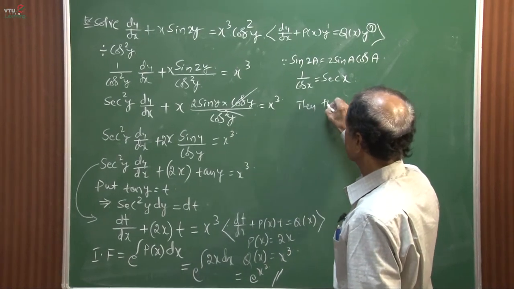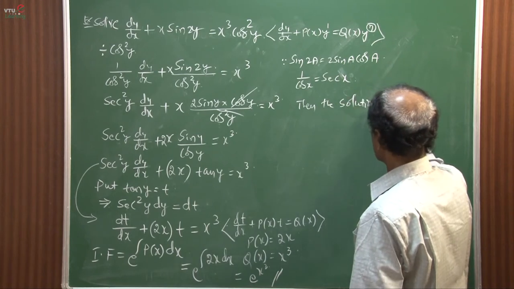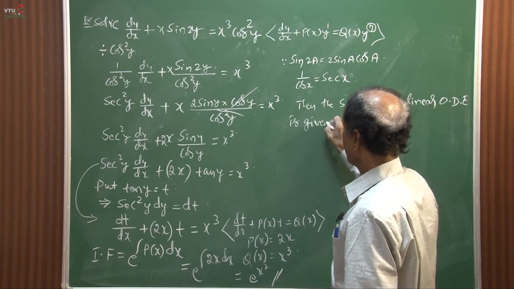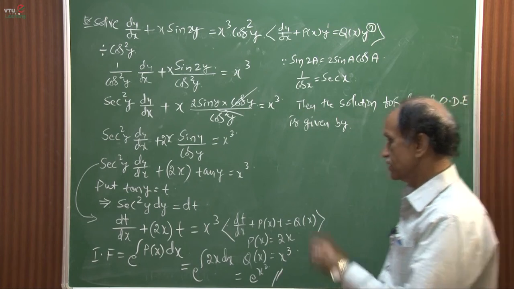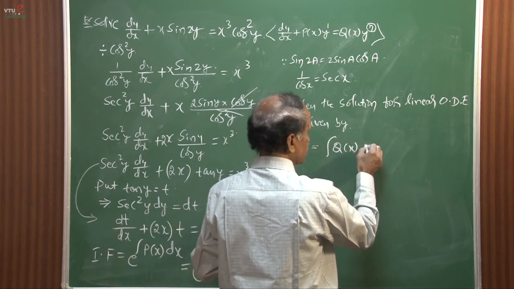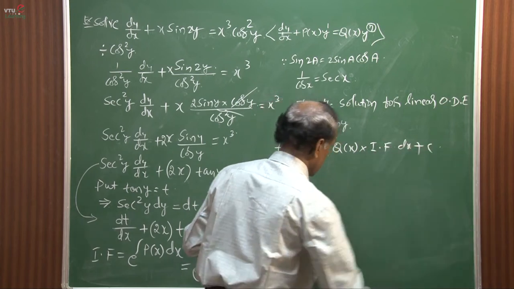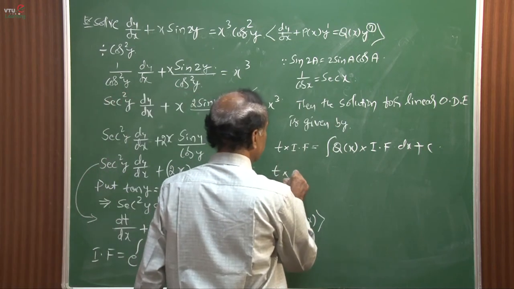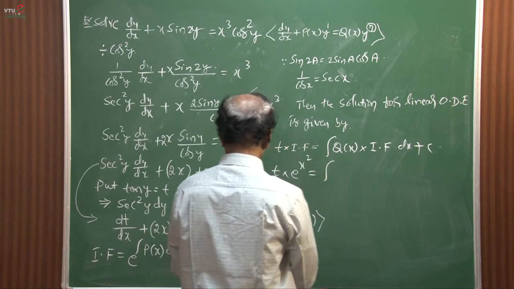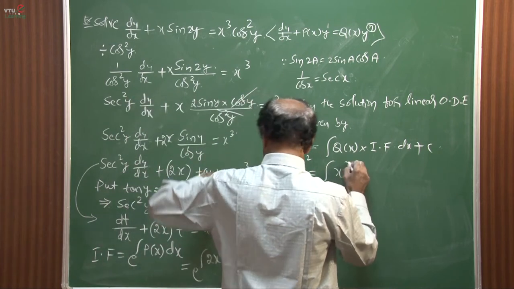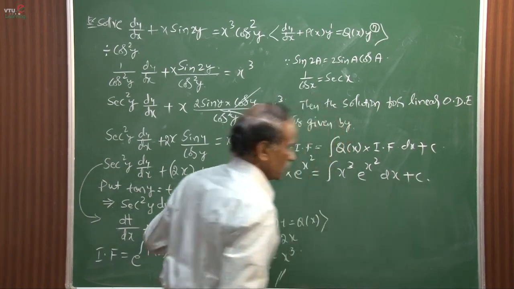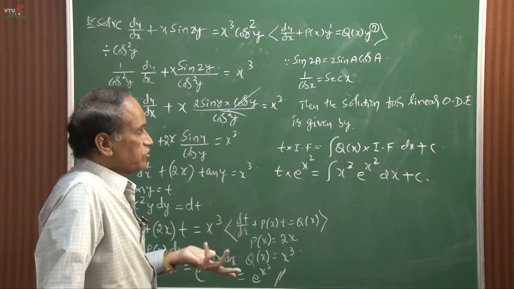Then the solution for a linear ODE is given by t into IF is equal to the integral of Q of x into IF dx plus constant. What is the term? That is t into IF, where IF you substitute as e to the power x square, equal to the integral of x cube, as it is, into e to the power x square, dx plus constant. It is similar to one of the previous set of problems we studied.